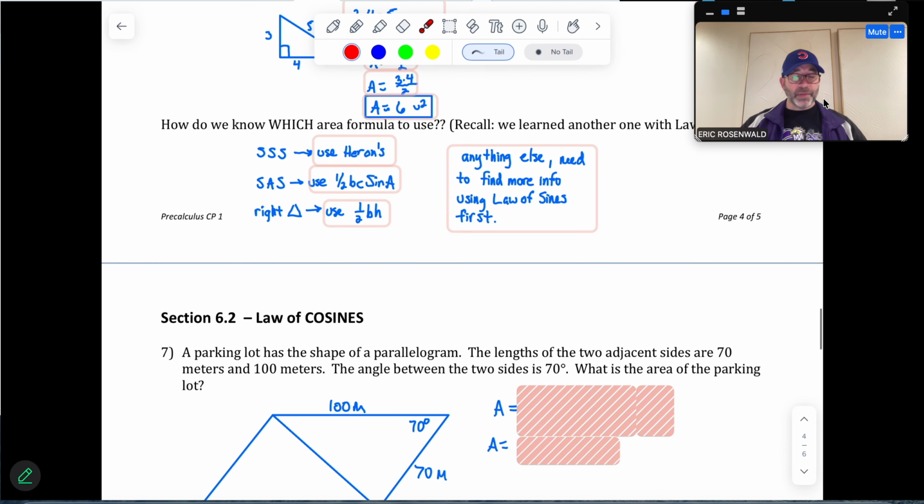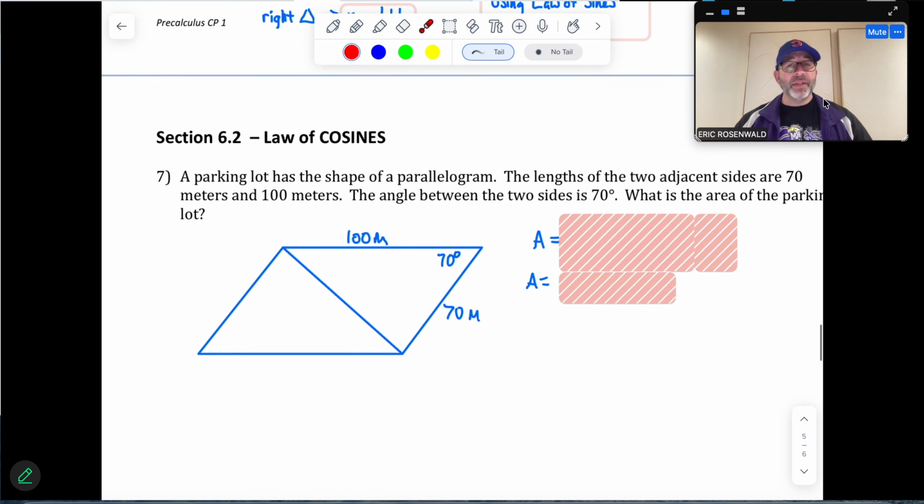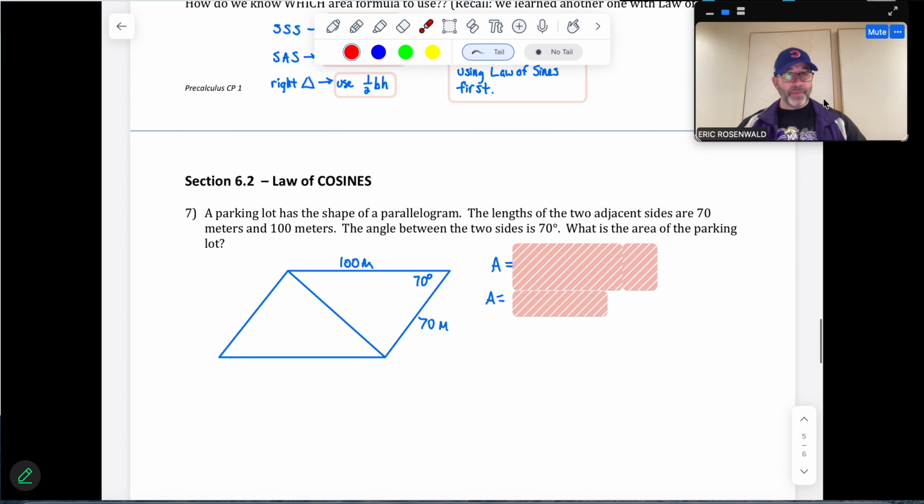Let's try one last problem here. Okay, you have a parking lot that has the shape of a parallelogram. The lengths of the two adjacent sides are 70 meters and 100 meters. So obviously I put the longer one at the top and then down here. Okay, the angle between the two sides is 70 degrees. So what's the area of the park?